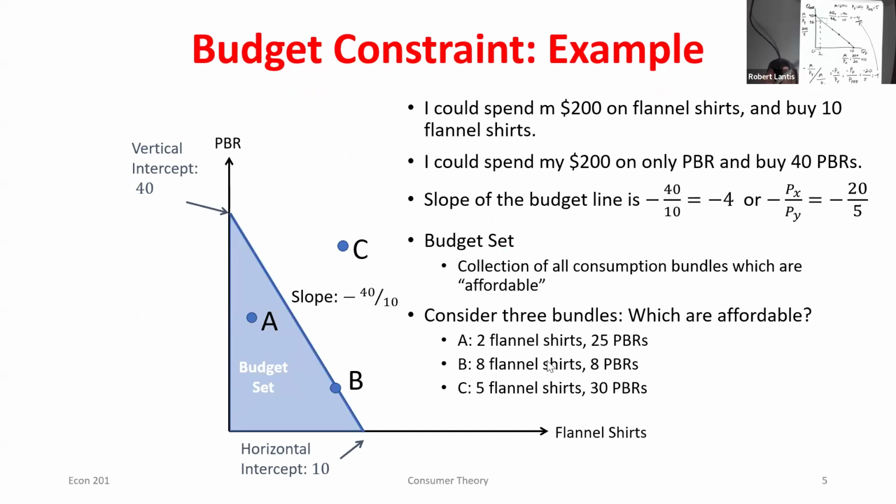What about 8 and 8? Well, there, 8 times 20, 160. 5 times 8, 40. Add that together. I'm spending all of my income. I know that's going to be a point on the curve.